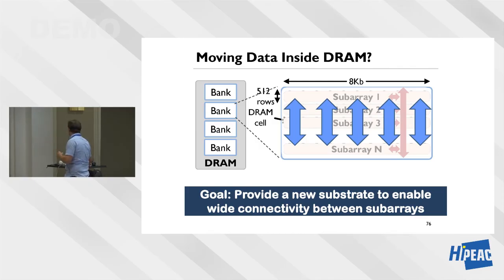So what do you need to do? You have to read something from the subarray, take it outside, and write it back to the destination subarray. This is because of the low connectivity, and low connectivity arises because these subarrays are connected to the row buffer with 64 bits. Okay, the idea is very simple: provide a new substrate to enable wide connectivity between subarrays.